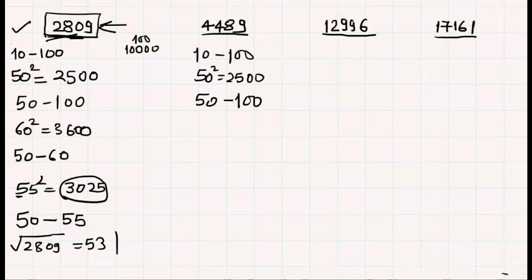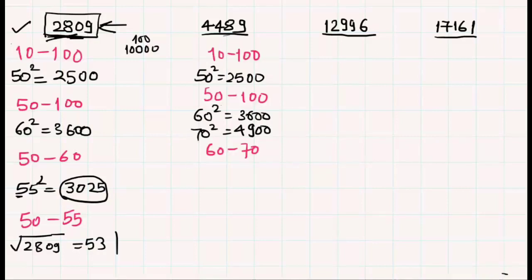Then let's see, 60 squared is 3600, and 70 squared is 4900. So we can easily say that our square root lies between 60 to 70, because this number is greater than 3600 but less than 4900. So we have concluded, I have just highlighted these numbers. Okay. So 60 to 70, this square root lies. Okay. The square root of this number.